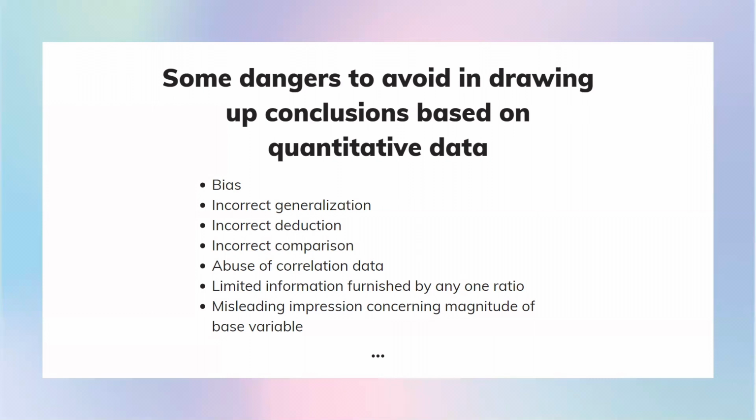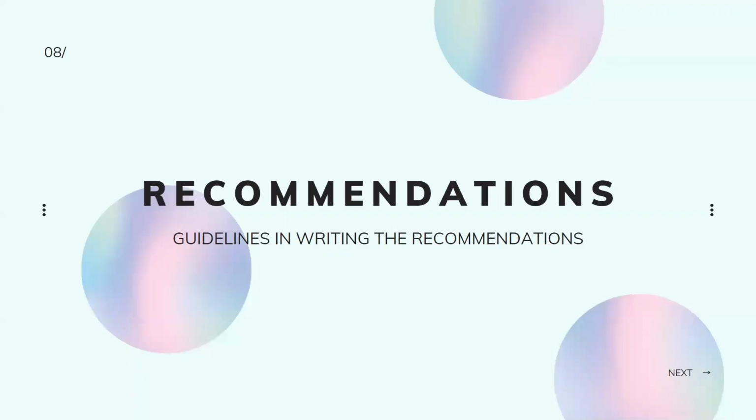Part of Chapter 5 is also recommendations. Like conclusions, we also have some guidelines in writing the recommendations. Recommendations are appeals to people or entities concerned to solve or help solve the problems discovered in the inquiry. So they should have the following characteristics. As mentioned before, recommendations should aim to solve or help solve problems discovered in the investigation.